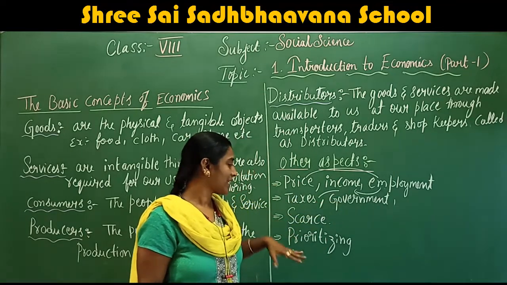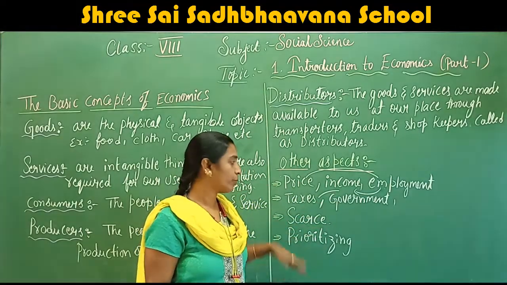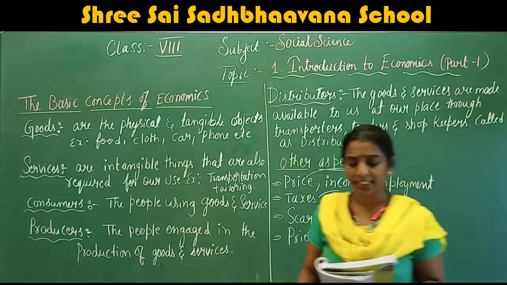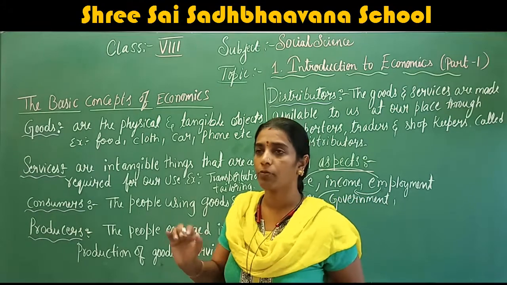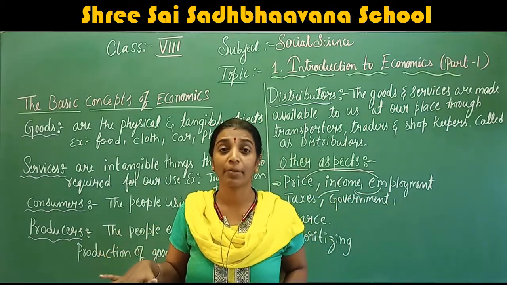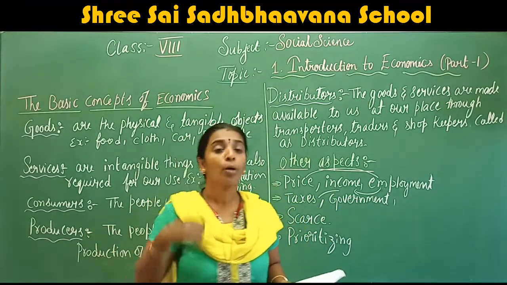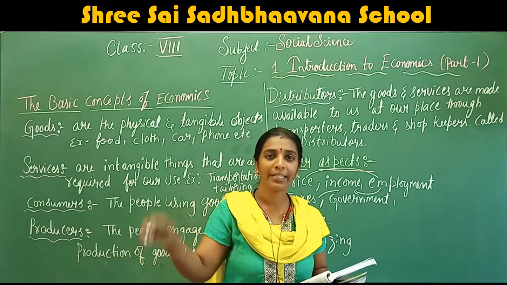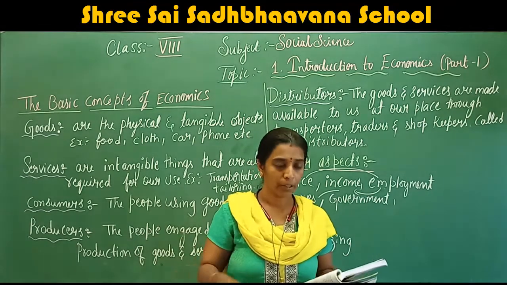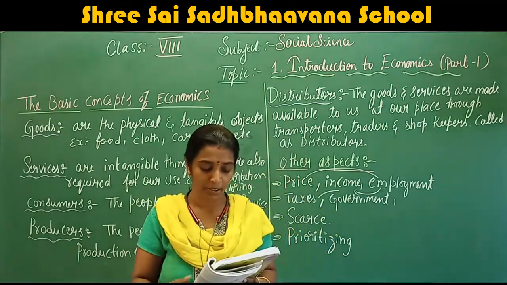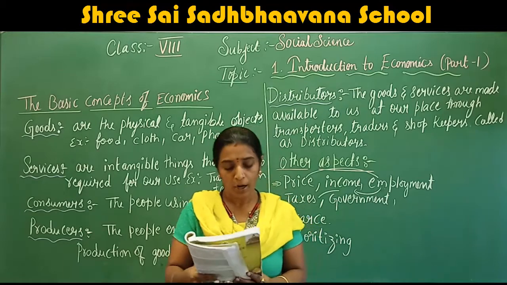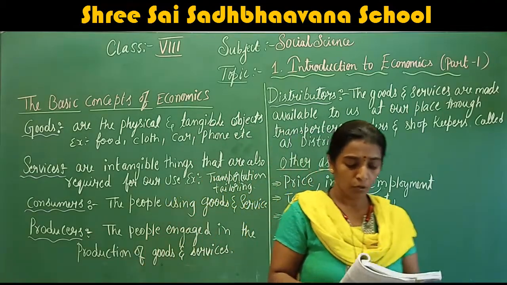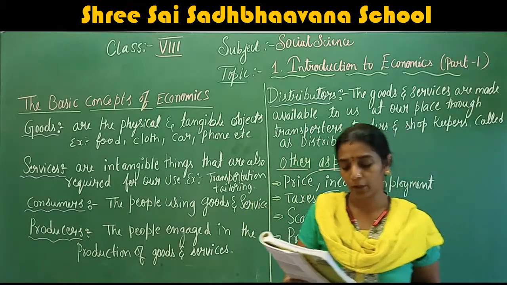Children, we will continue with scarcity and prioritizing. What are these two important concepts? A normal day is characterized by interaction among the producers, distributors, consumers and the government. It is the interaction between all these aspects. That is a normal day. How each of them earns income and how they spend forms the core of economic activity.